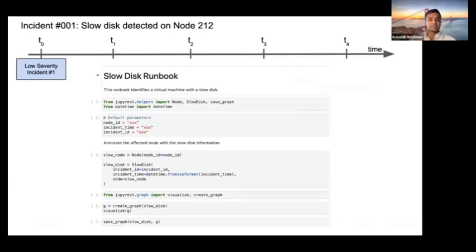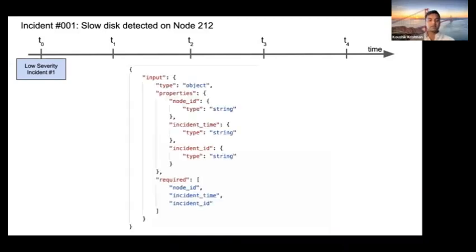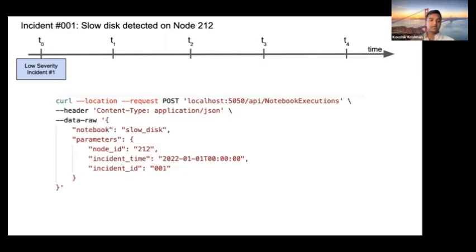Our first instance that we're going to get is a slow disk detected on node 212. And I have here the slow disk runbook that I've written that would be executed for these types of incidents. Because I'm using Jupyrest, the input schema would look like this. I'm expecting a node ID, incident time, and incident ID from the actual incident. And then the client, when they want to execute this notebook, would make a call like this. So this is the request the webhook would make.